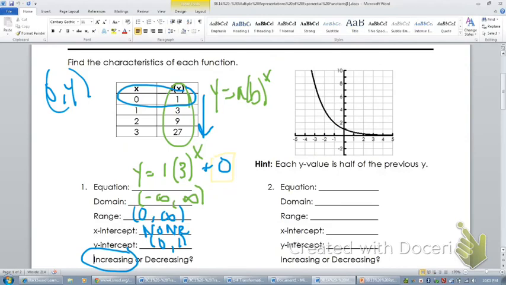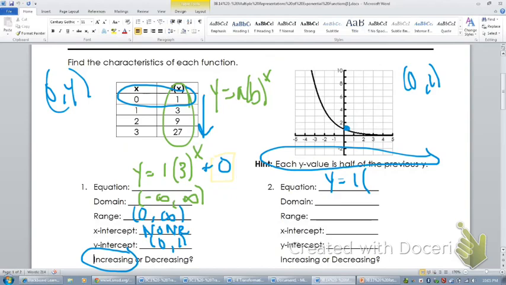Now, what's my first value? Let's look at the y-intercept. Where is it crossing the y-axis? 0, 1. My first starting value will be what? I'm sorry, not 0, 1, but just 1. Take the y value out of that. So a is equal to 1. Now it says something right here. It's helping us out. Each y value is half of the previous y. So what's my rate?